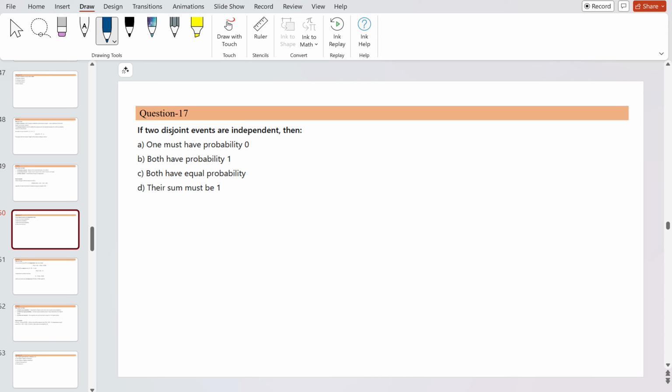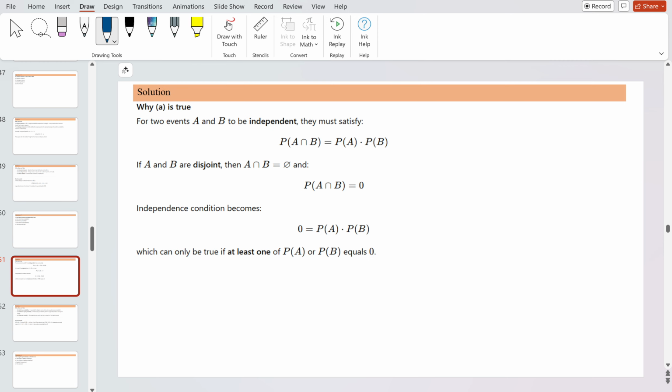So in this problem, when you see that two disjoint events are independent, then the probability will be equal to zero. So when two independent sets have probabilities, the probability of A intersection B will be equal to probability of A multiplied by probability of B. If A and B are disjoint, it means that A intersection B will be empty, and P(A intersection B) will be equal to 0. So the independence condition means that the product is equal to zero.